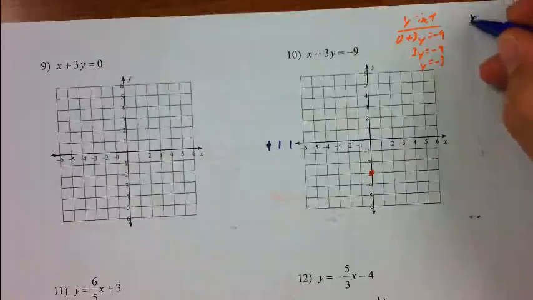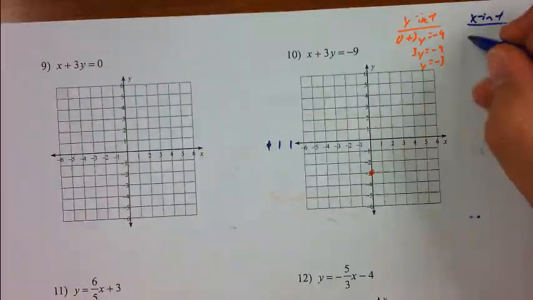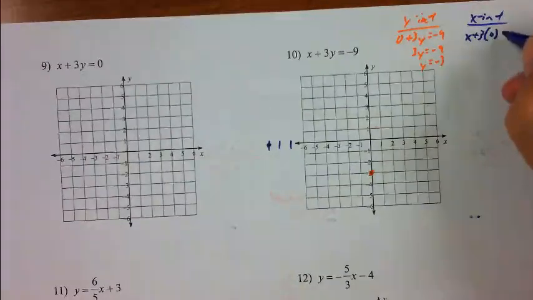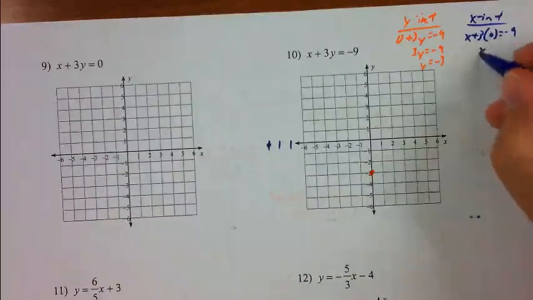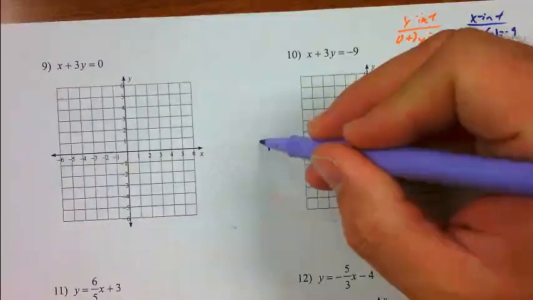Again, if you want to show work, you can show work. So x-intercept, we plug 0 in for y. So x equals -9. And that'd be all of our work. For our graph, we just need to connect those 2 points.